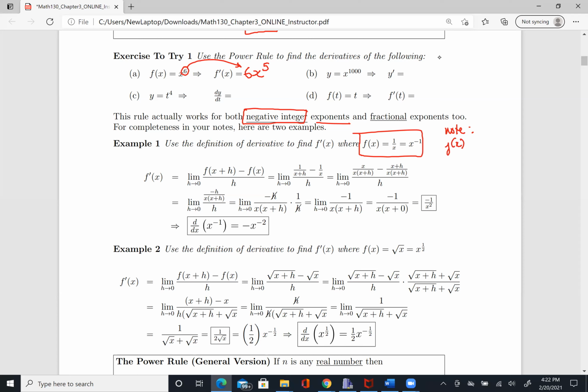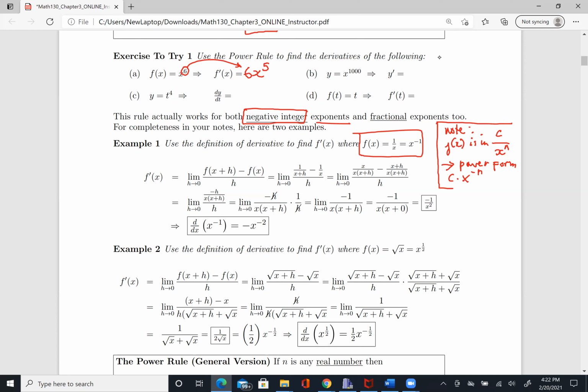So, note: if f(x) is a constant divided by a variable, try to change it to power form, so c times x to the power -1. I can even make it more general as c over x to the power n, which is c times x to the power -n. So that is the power rule.